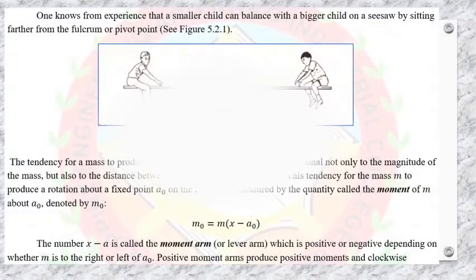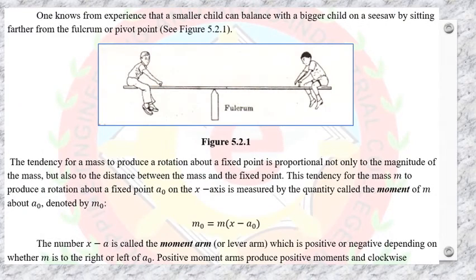Also, one knows from experience that a smaller child can balance with a bigger child on a seesaw by sitting further from the fulcrum or pivot point. Di ba, nung bata pa tayo or sa elementary days natin, class, isa ito sa mga laro natin, itong seesaw. So kahit na yung umupo sa seesaw ay mabigat at hindi mabigat, pwede pa ring mabalance.